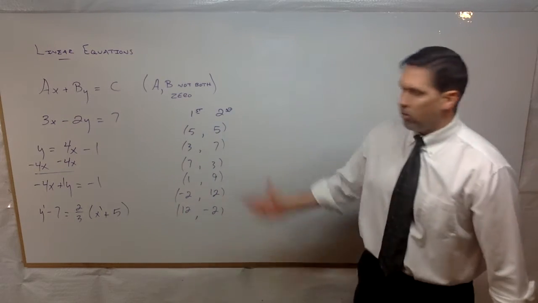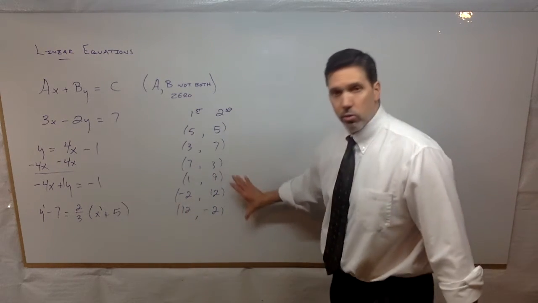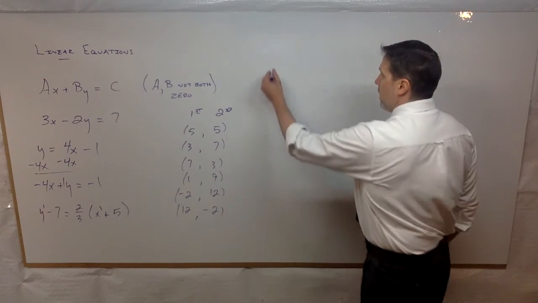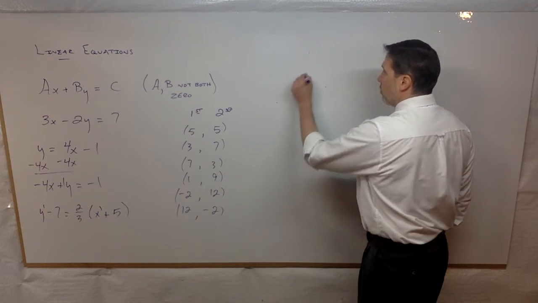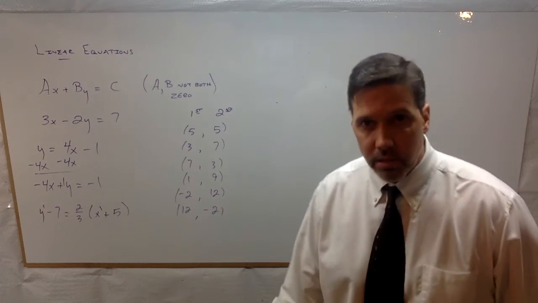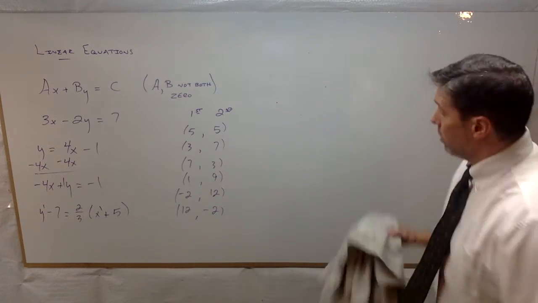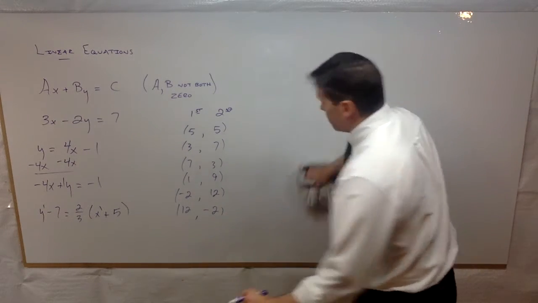Okay, so what does that do? Well, what if we were to plot these ordered pairs? Are they just going to be a bunch of random dots all over the Cartesian coordinate system with no rhyme or reason to them? The answer is clearly no. There's going to be a system to this.